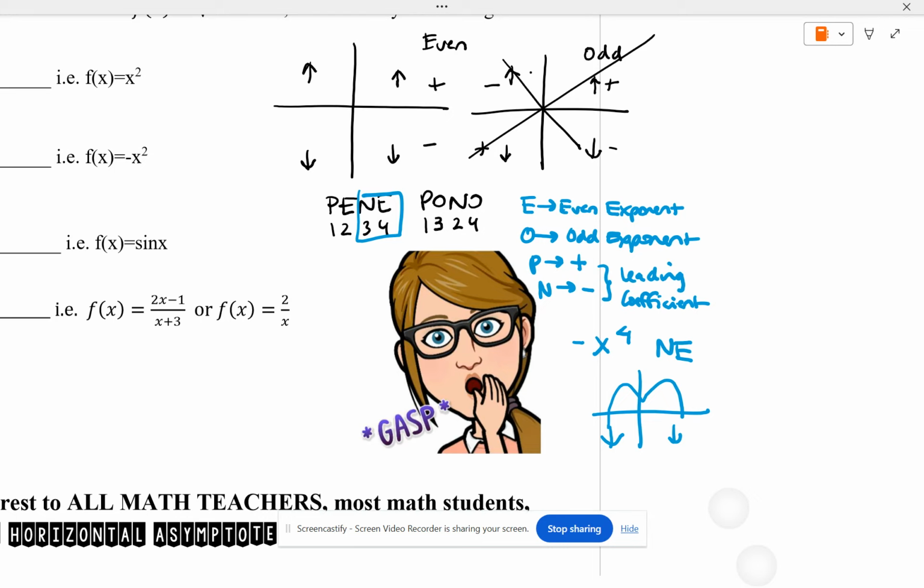Oh. So if you head out towards negative infinity, this is a good question. As you head out towards negative infinity, what is the graph approaching? Oh, okay, that makes sense. Also negative infinity, right? And then if you head out towards positive infinity, what's the graph approaching? Negative infinity again, right? It's going down, going down, going down. So that's how you could use the penne pono trick, okay?